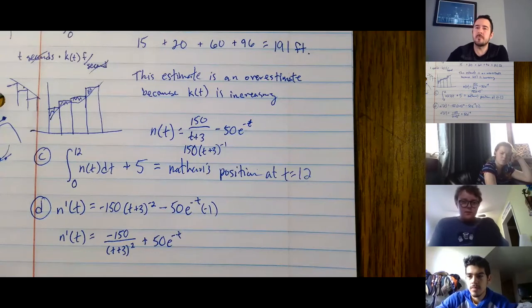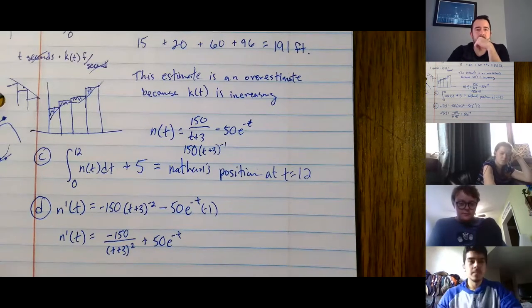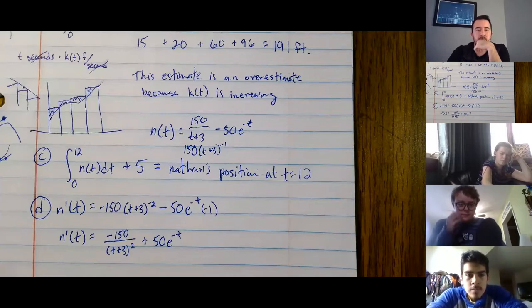All right, any follow-up questions with that? This is for C. Oh, you go first. Okay. So I would still get a point if I wrote an integral, right? But forgot the plus 5. Oh yeah, yep. If you had the integral from 0 to 12 of n of t, you'd still get one of those 2 points.